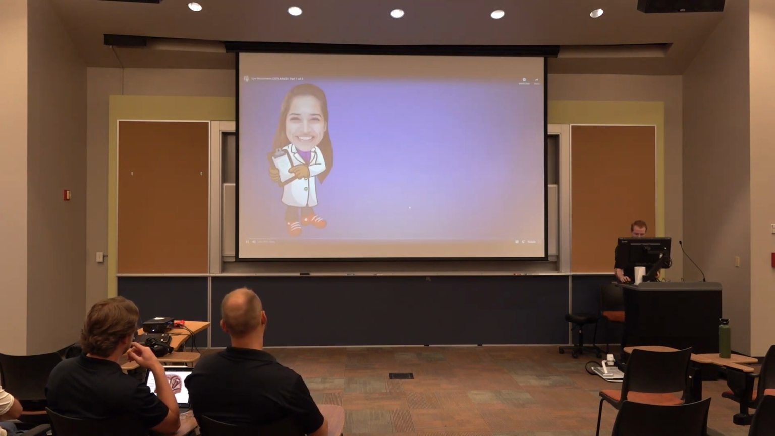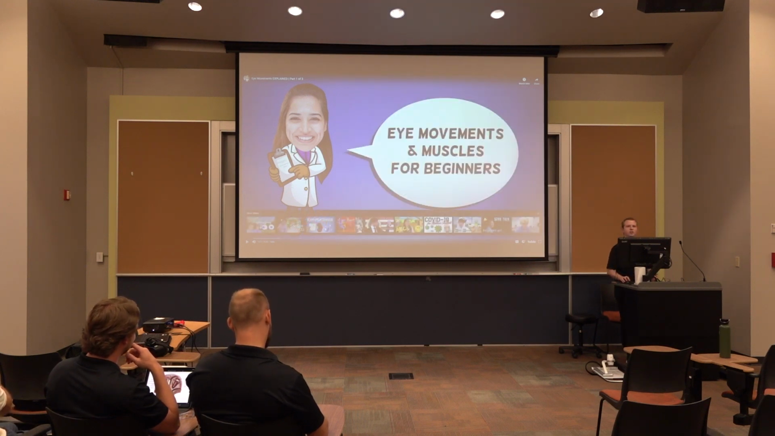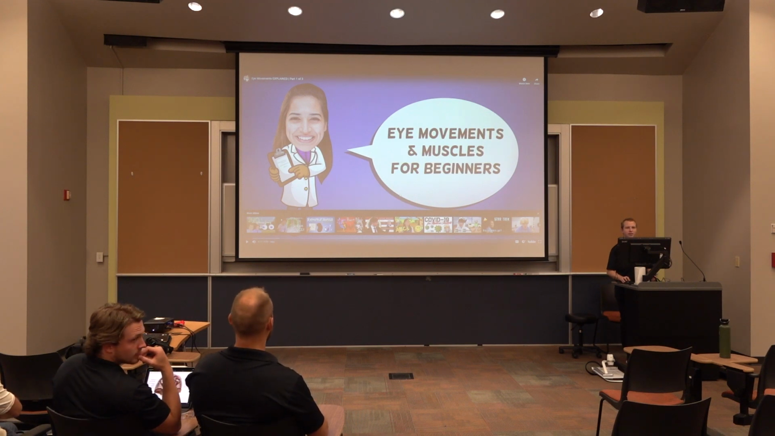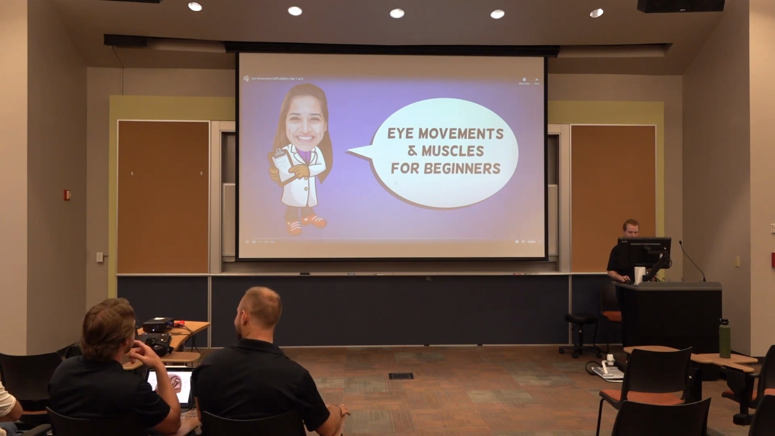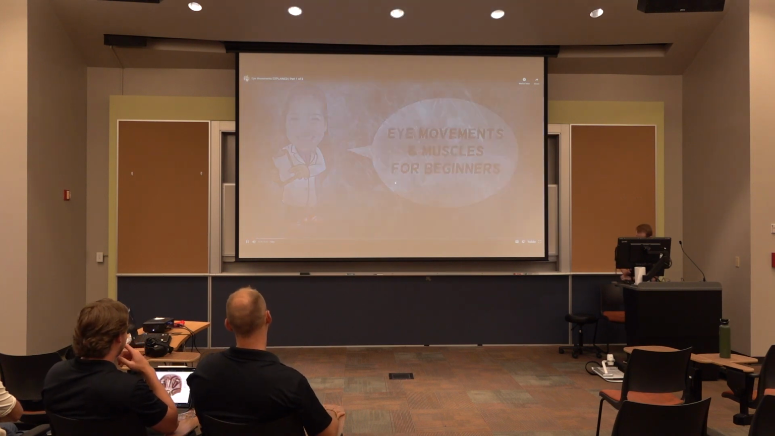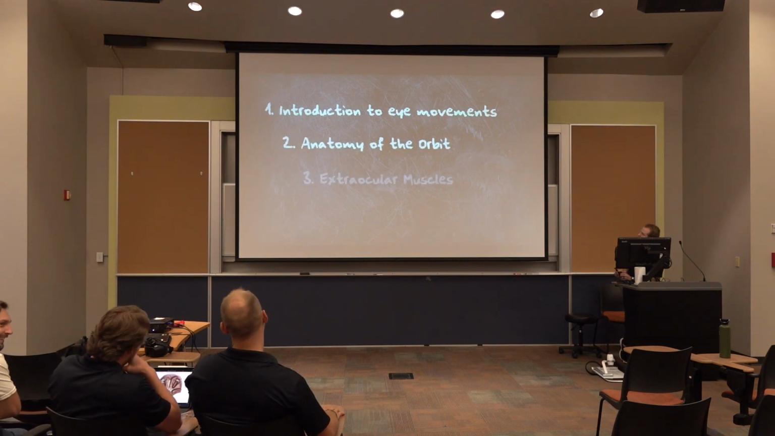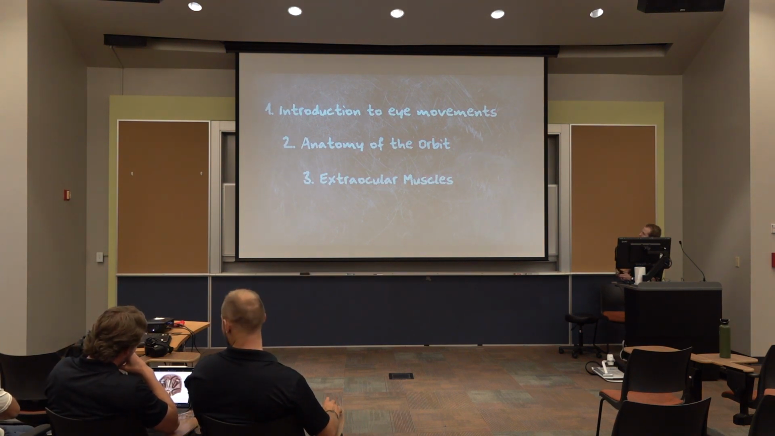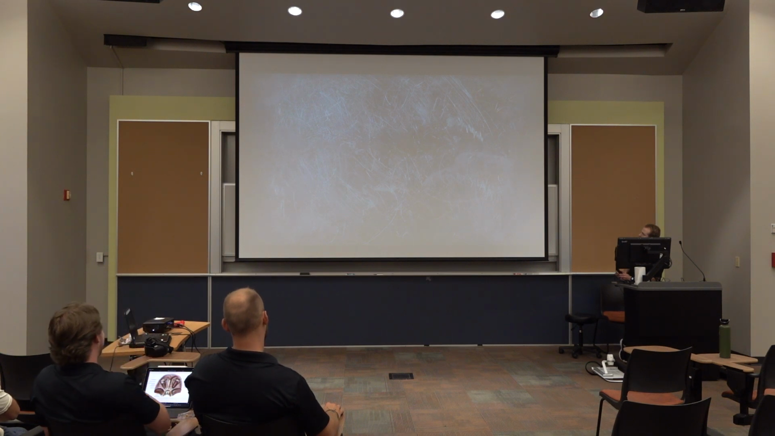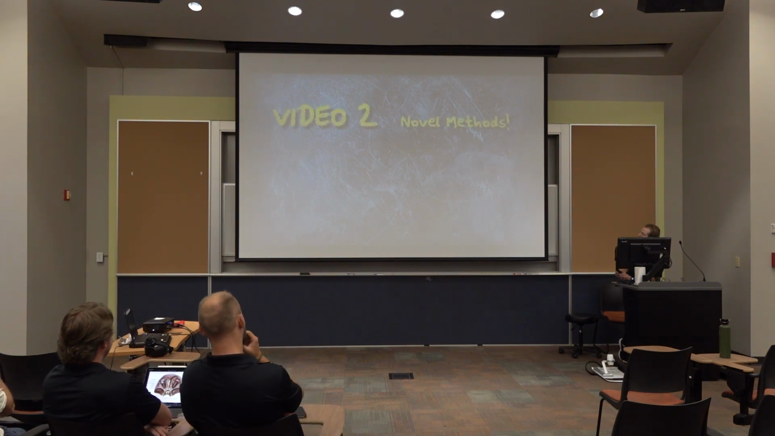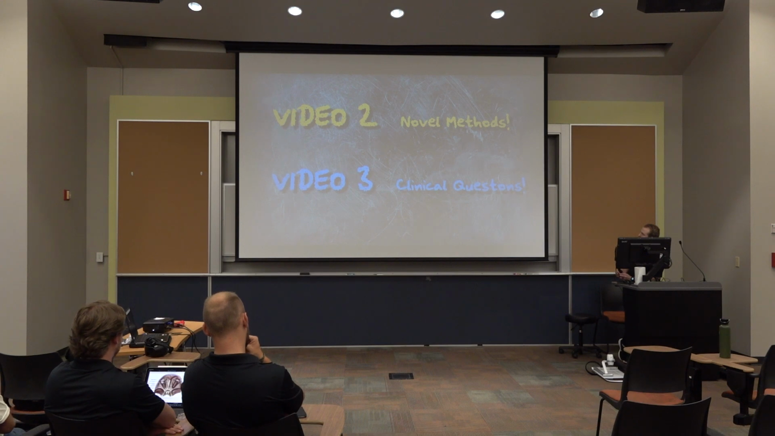Hi guys, it's Mama here. Today I'm going to do a neuroanatomy video designed to make eye movements and the muscles easier to understand. Can you guys hear? Try to turn it up. Yeah, it's good. This video will cover the basics, including an introduction to eye movements, the anatomy of the orbit, and the main muscles you need to know about. This is part 1 of a 3-part video series. In the second video, we will be introducing a novel method to help make the actions of the muscles easier to understand. In the third video, we will look at cranial nerve palsies to put this into a clinical context.